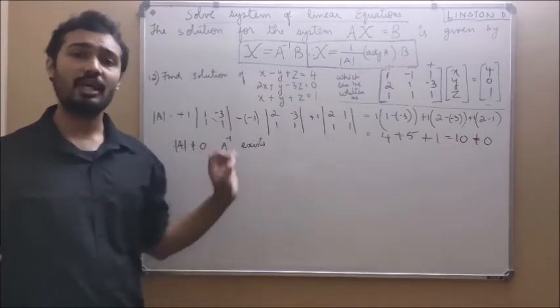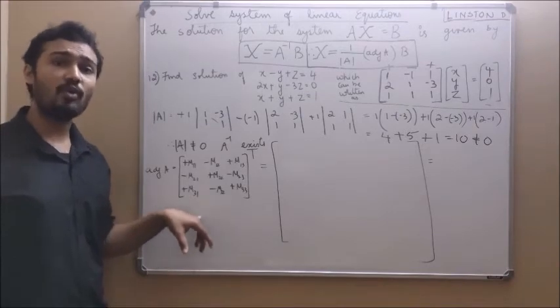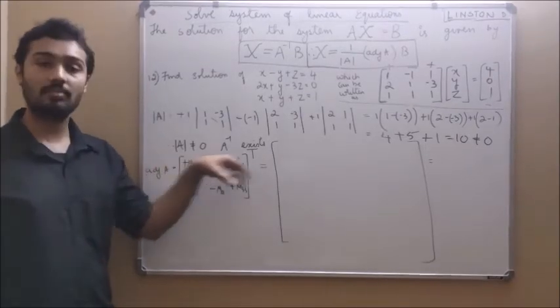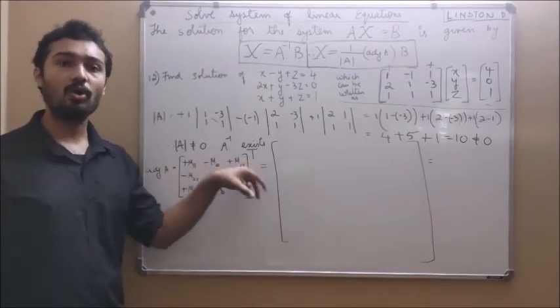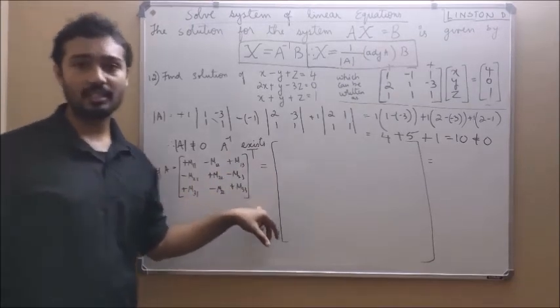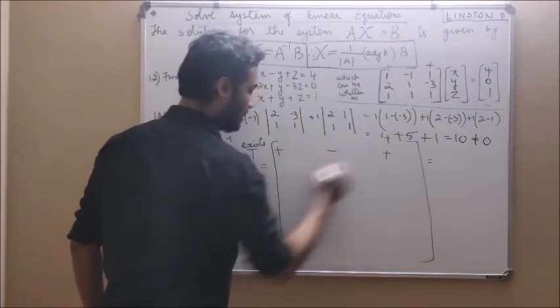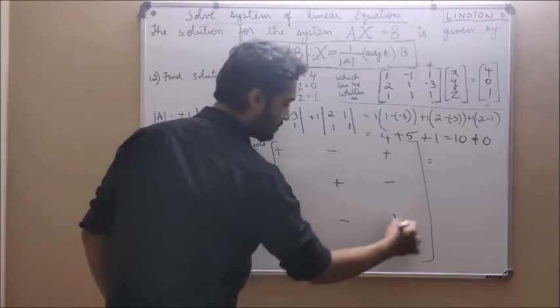Next we have to find adjoint A. How to find adjoint A? Adjoint A is the cofactor matrix transpose. This is the cofactor matrix, with signs plus minus plus, minus plus minus, plus minus plus, the whole transpose. You know how to find this matrix. So write plus minus plus, minus plus minus, plus minus plus.